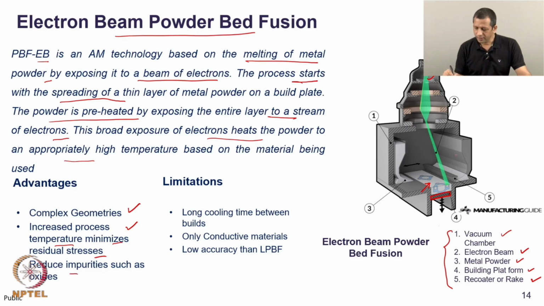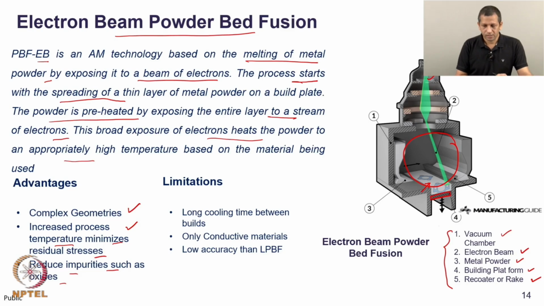Since we are using a vacuum chamber because of the electron beam, the metal powder does not oxidize. So, various oxides and other unwanted precipitates etc. are not formed. So, we have fewer impurities.